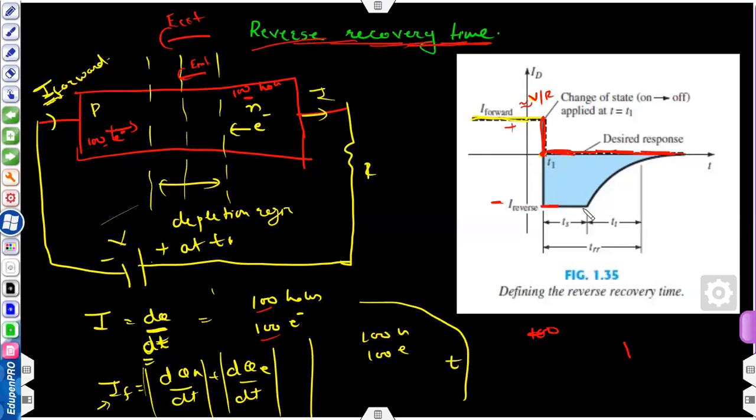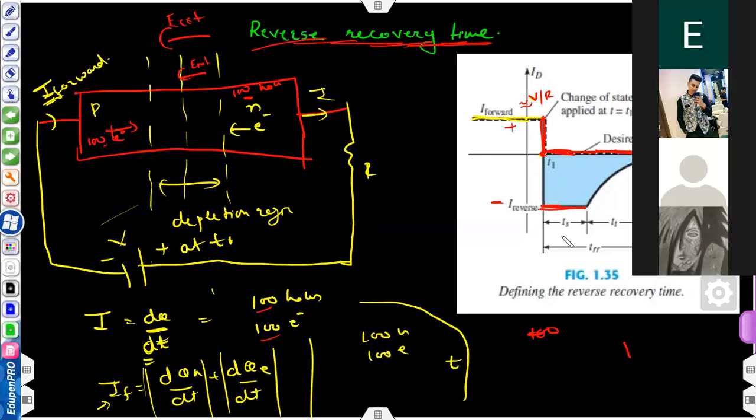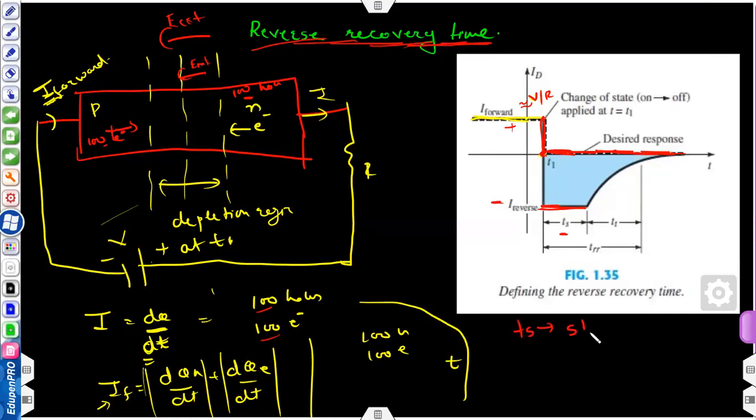And this time TS is called the storage time. It is the time taken by these minority charge carriers, these holes and these electrons, to move back again to their respective regions. So this is called the storage time.